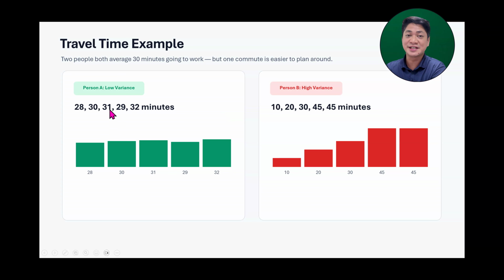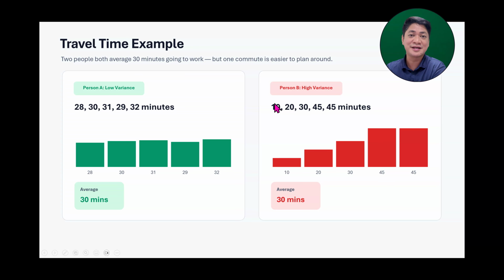If you average these numbers, 28 plus 30 plus 31 plus 29 plus 32 divided by 5, you will get 30. On the other hand, person B will also get the same average: 10 plus 20 plus 30 would be 60, plus 45 plus 45 would be 90, so that's 150 divided by 5. That will also be 30 minutes. So both of them share a 30 minute average.